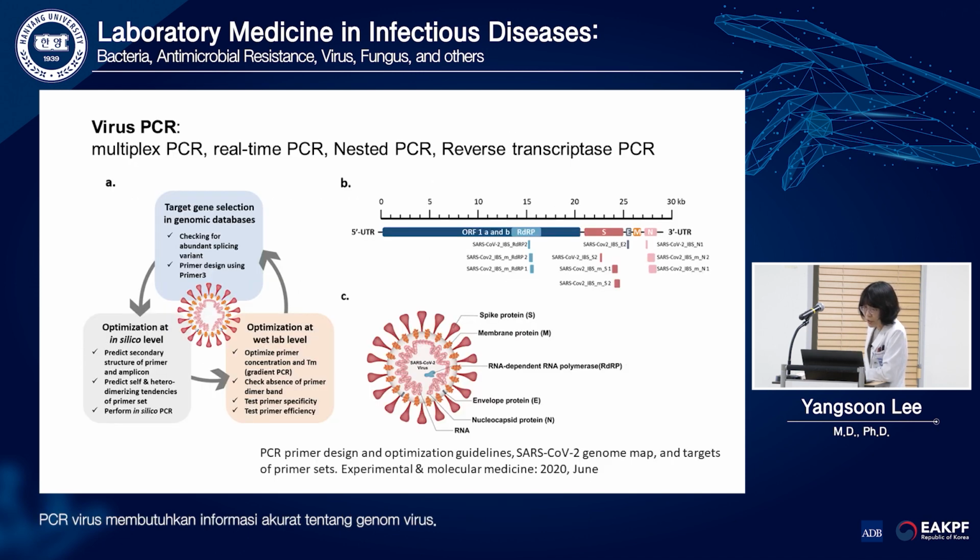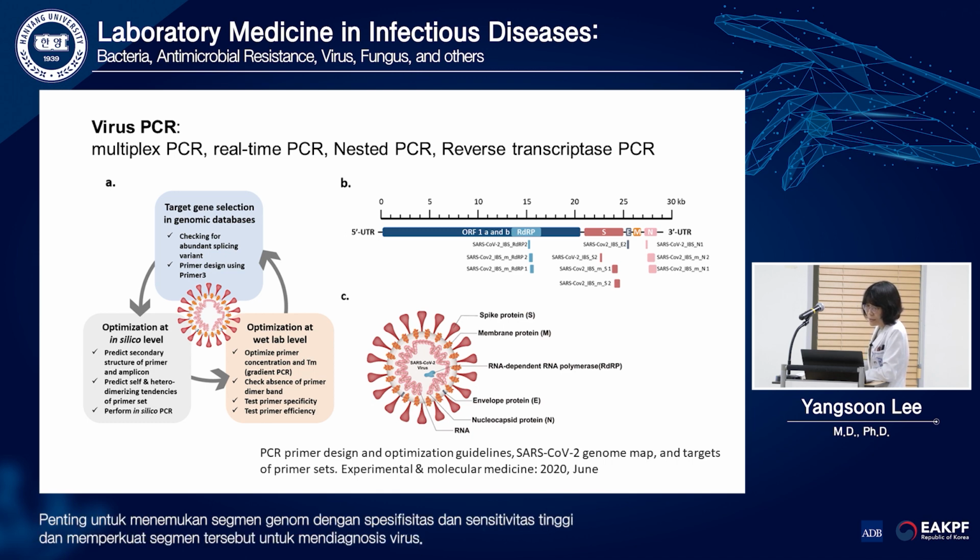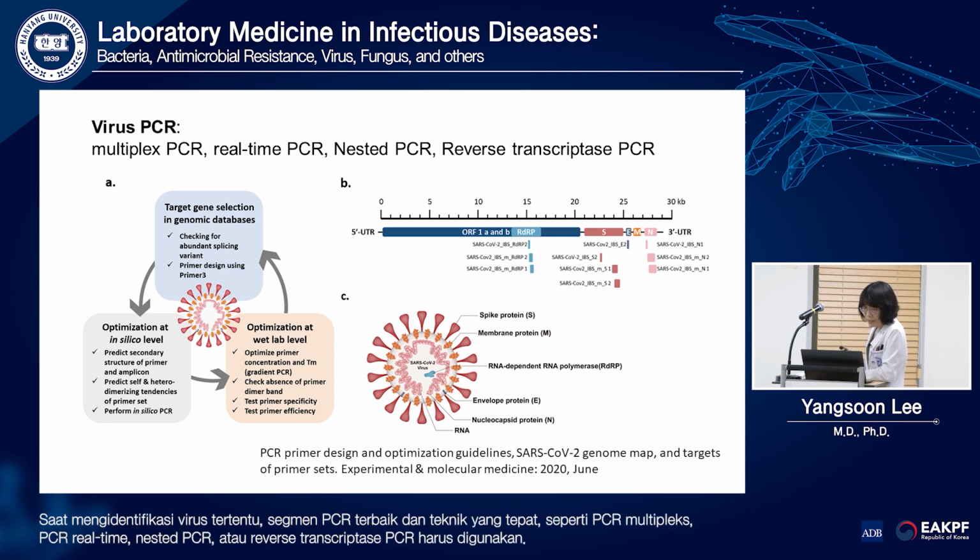Viral PCR needs accurate information of the viral genome. The figure is showing a specific segment of SARS-CoV-2. It is necessary to find a segment of a genome with high specificity and sensitivity and amplify that segment in order to diagnose the virus. When identifying a specific virus, the best segment for PCR and the appropriate technique such as multiplex PCR, real-time PCR, nested PCR, or reverse transcriptase PCR should be used.